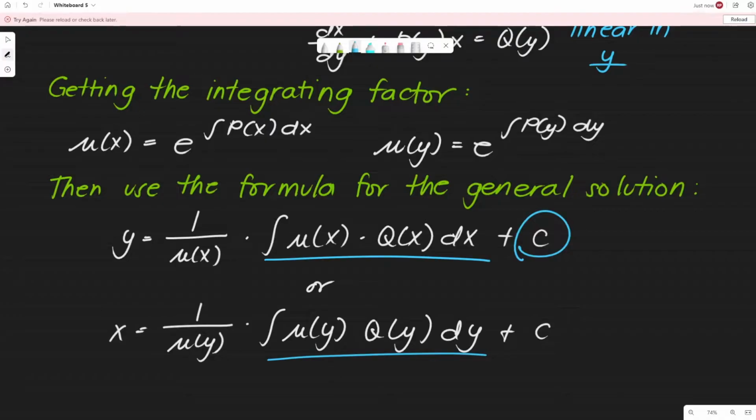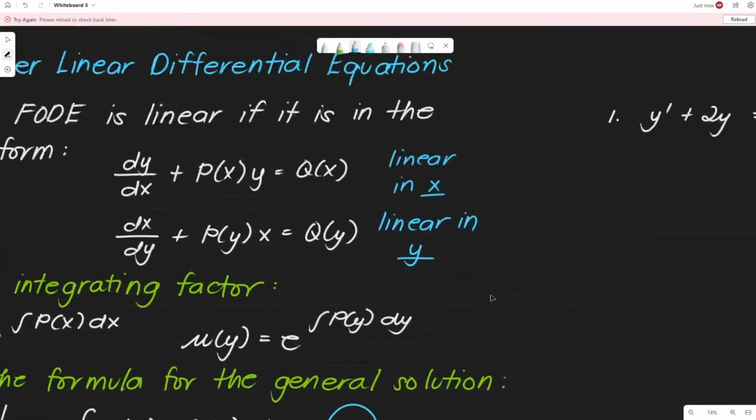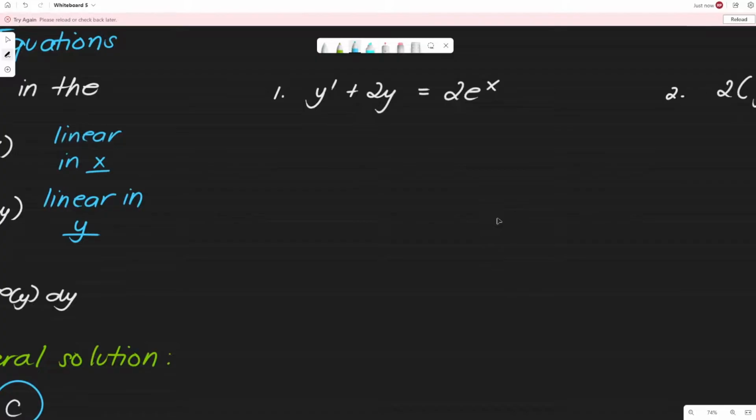So let us try to solve using this method. Just remember the formula. Our first example is y prime plus 2y is equal to 2e raised to x. Again, what is our form? We have y prime or dy over dx plus p of x times y is equal to q of x. You just need to identify what p of x and q of x are. Our example already fits the form.